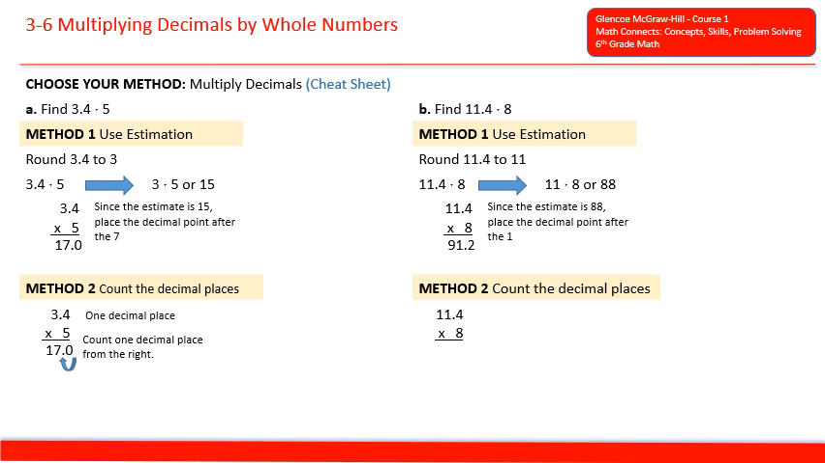Method 2, count the decimal places. 11.4 times 8 has 1 decimal place. So when we multiply it out, we get 912, which then we move the decimal point 1 spot, we get 91.2.